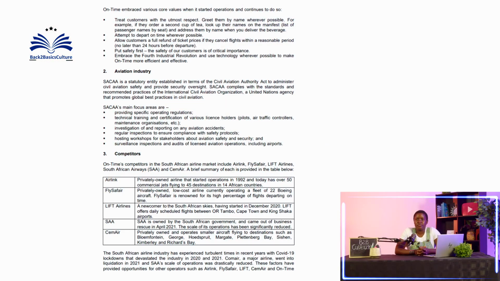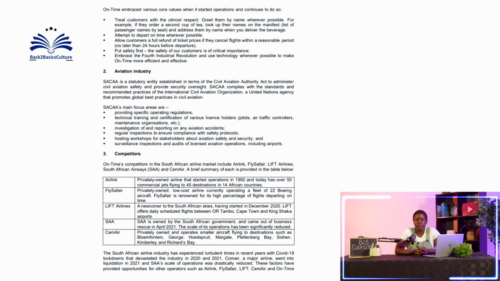Okay. Allow customers a full refund of ticket prices if they cancel flights within a reasonable period, no later than 24 hours before departure. Immediately I'm like, wait, okay, is this what we should be doing? Is that what FlySafair does? Do they refund my full ticket? And because this is the pre-release period, I would research it by physically going to book a ticket at FlySafair, then I cancel it before this 24 hours lapses, just to see, will FlySafair give me all my money back, or are they taking something? Because this is something that we can use to make sure that we're combating those high fixed costs that we're using to still remain profitable. Put safety first. The safety of our customers is of critical importance. Cool. So if in an ethics question you see that none of these values were lived up to, then you can mention them, right?